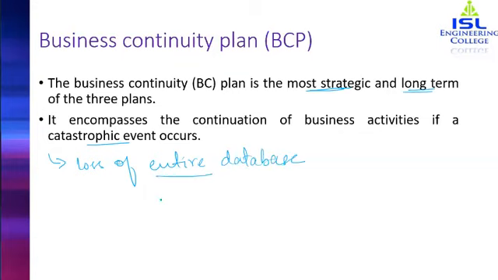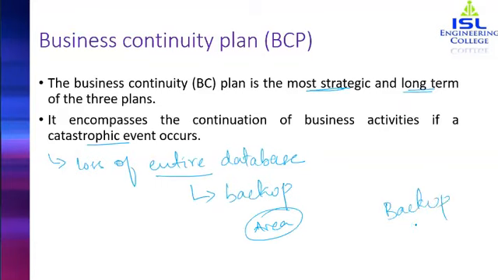When there is a loss of the entire database, what you're going to do is make a different operational center. You can either try to work from a different location, or you can have a backup at a different location. That is, if your data is stored in one area, you're going to have a backup of all the data at another area, area 2. So this is what happens within a business continuity plan.